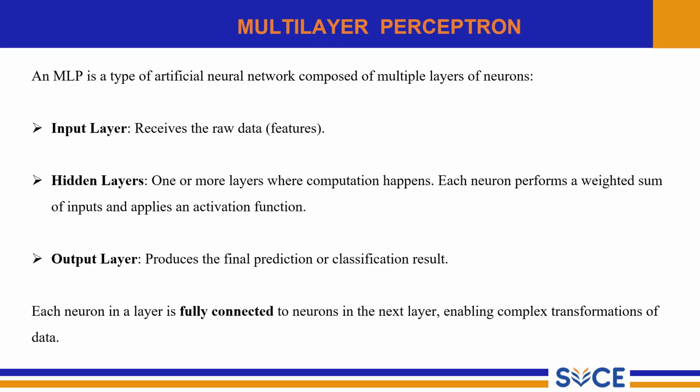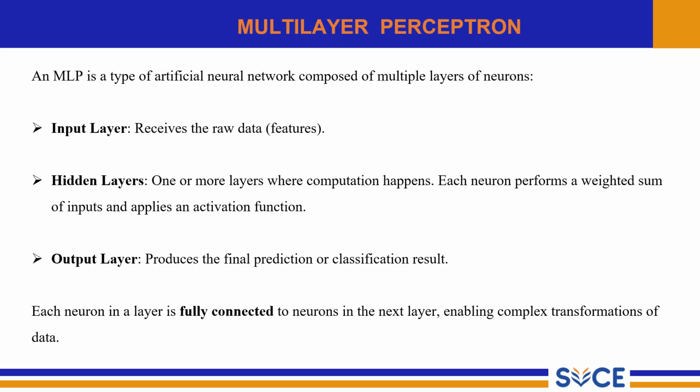Next, the hidden layers. These are where the real computation happens. Each neuron in a hidden layer performs a weighted sum of its inputs and then applies an activation function. It introduces non-linearity, enabling the network to learn patterns. Then finally, the output layer, which produces the final prediction or classification result, whether it's identifying an image, forecasting a value or making a decision.